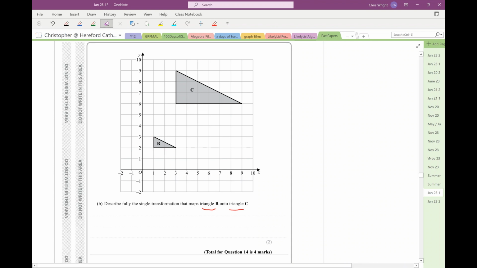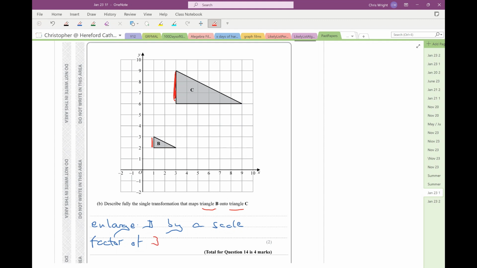Now that's going to be an enlargement. So I'm going to write enlargement, or enlarge B. Now I'm going to need a scale factor by a scale factor of, and then I'm going to need a center of enlargement as well. Now the scale factor, here's a pair of corresponding sides, and I see that the side lengths of B have trebled. So the scale factor is 3.